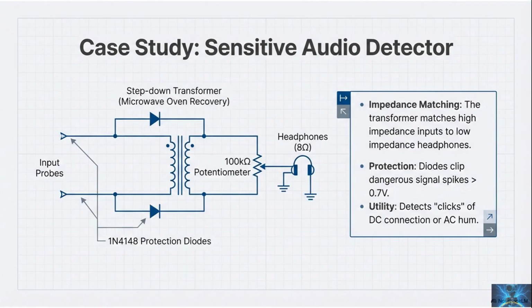This is a clever, field-friendly circuit idea. Use a small transformer and headphones to detect signals you otherwise can't easily interpret. The transformer helps with impedance matching, making weak signals more listenable. The diodes act as protection clamps to keep voltage spikes from getting out of hand. The result is a simple detector that can help you identify things like clicks, hum, and other signal signatures that hint at what's happening in the circuit.